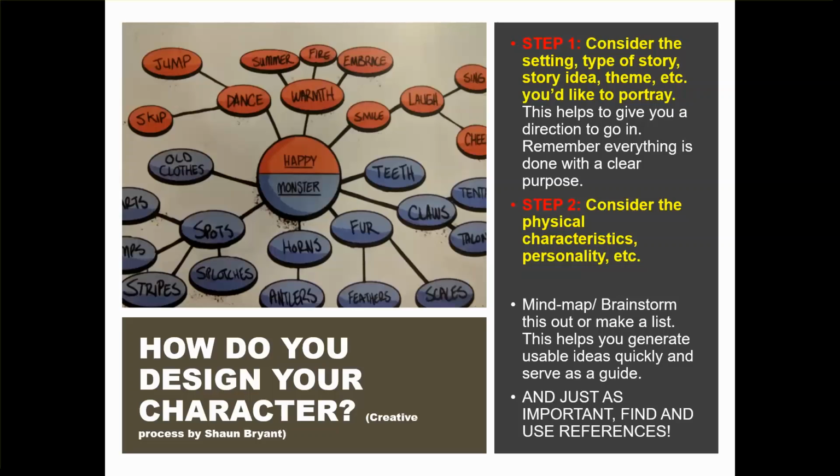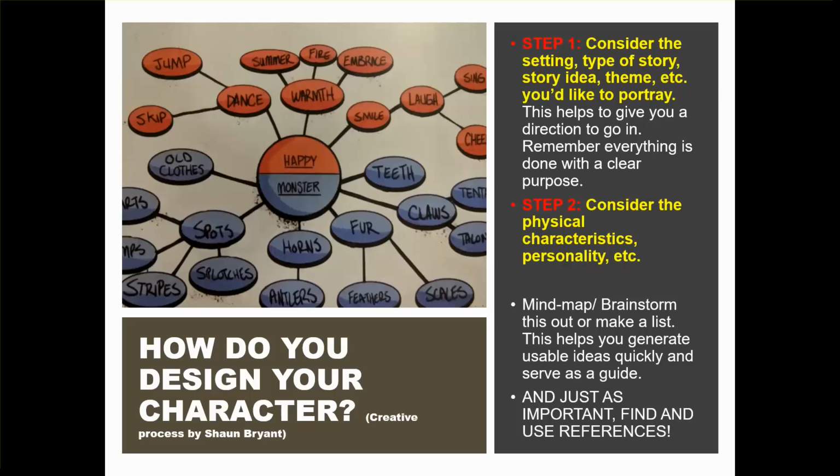Step number 2, consider the physical characteristics and the personality of your character. So that's where shape language now comes in as well. Because that's, again, going to help you eventually create the physical design of it, but consider the physical characteristics and personality. So if you look at this image top left, that's what we call mind mapping, brainstorming. The top side, you look there, is more of the personality traits. So is your character warm and smiling? Are they more comical in nature? And then the bottom one's a physical trait.